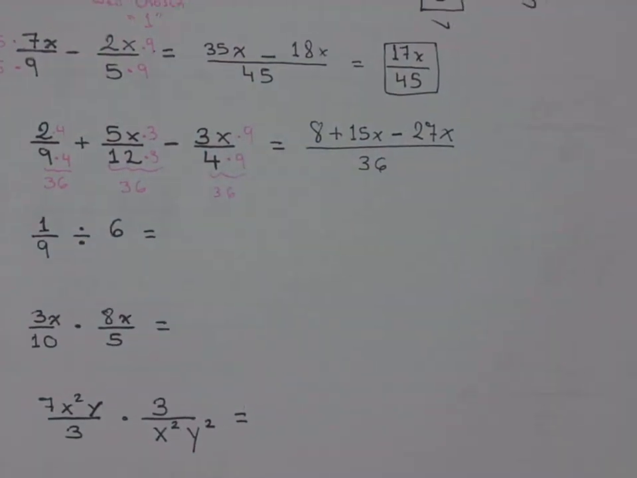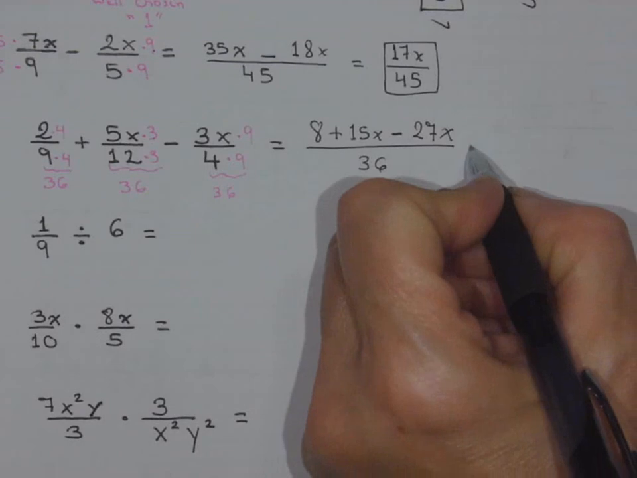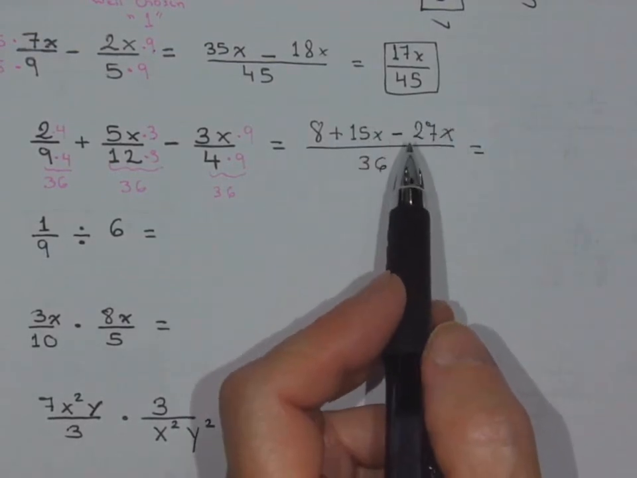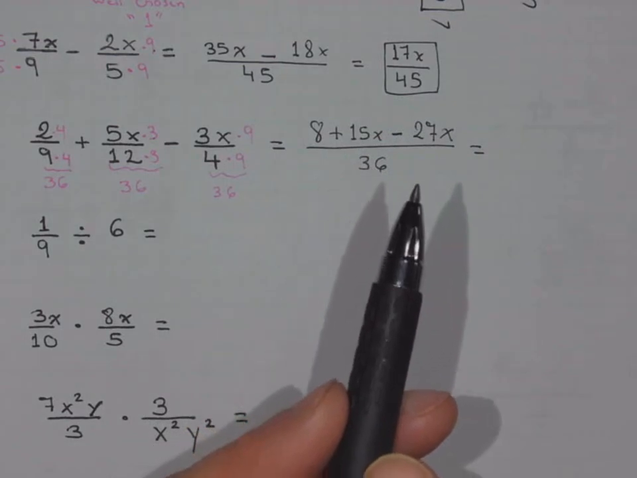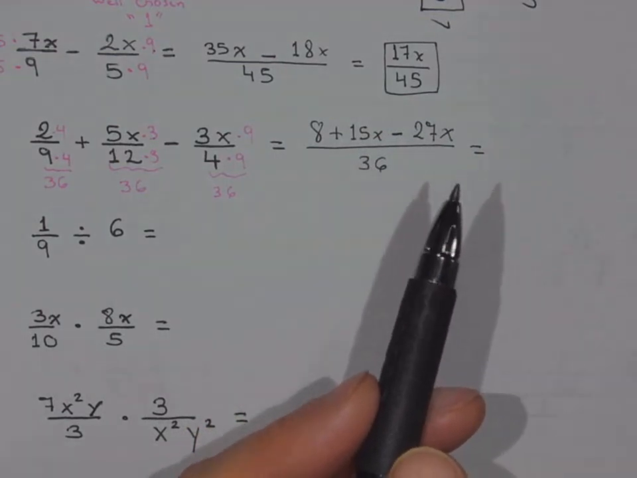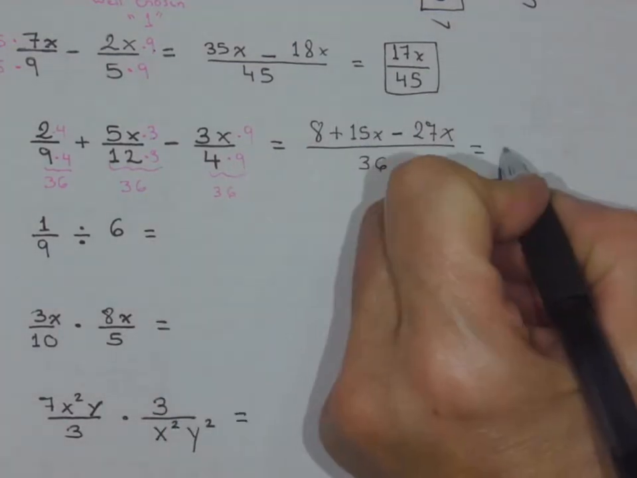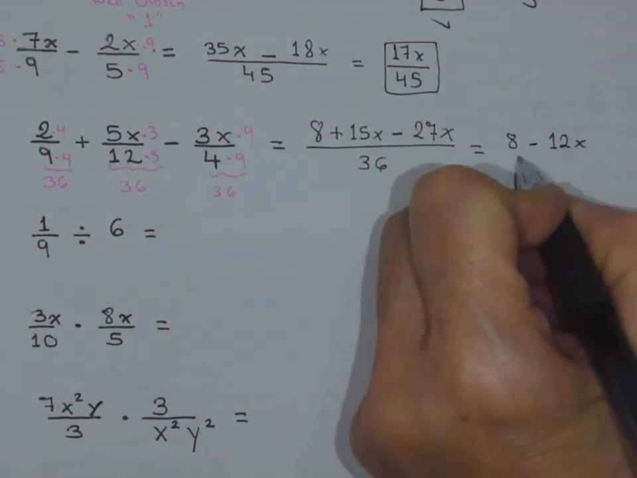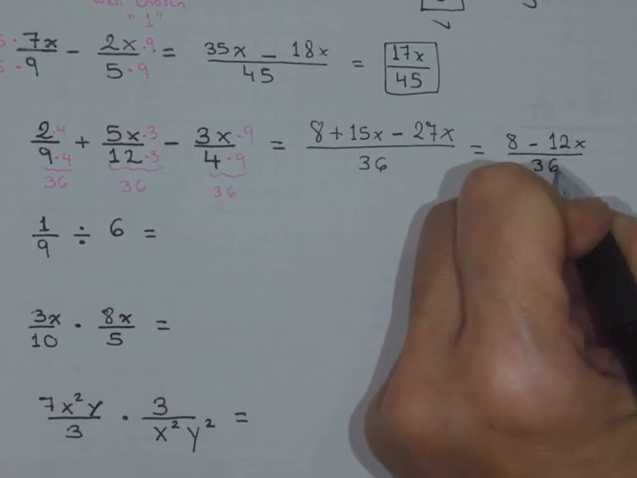Okay, well, we're almost done. The numerator has two like terms, right? We have a 15x and a negative 27x here. So we're going to simplify that. And 15 minus 27 is negative 12. So I have 8 minus 12x all over 36.